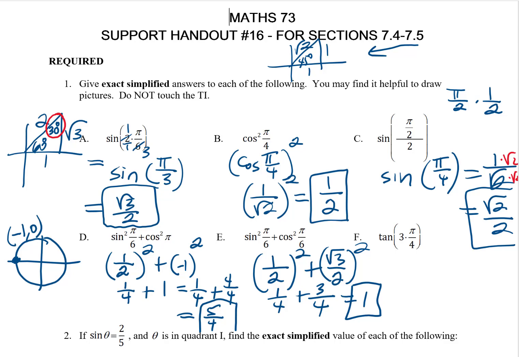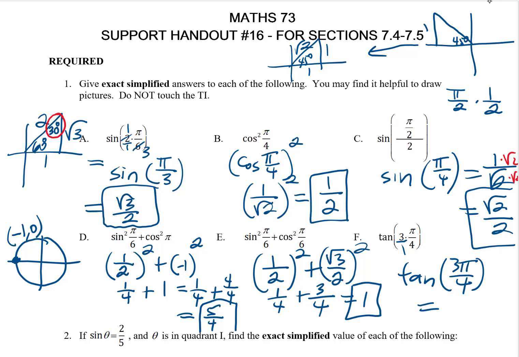Finally, letter F, 3 times pi over 4 would just be 3 pi over 4 when I simplify that. I can draw a quick picture in order to work that out. Let's see, 3 pi over 4 is over here in the second quadrant. The reference angle would still be 45 degrees, so I have my usual labeling. This one here would be negative in the second quadrant. And so tangent is opposite over adjacent, 1 divided by -1, which is -1.